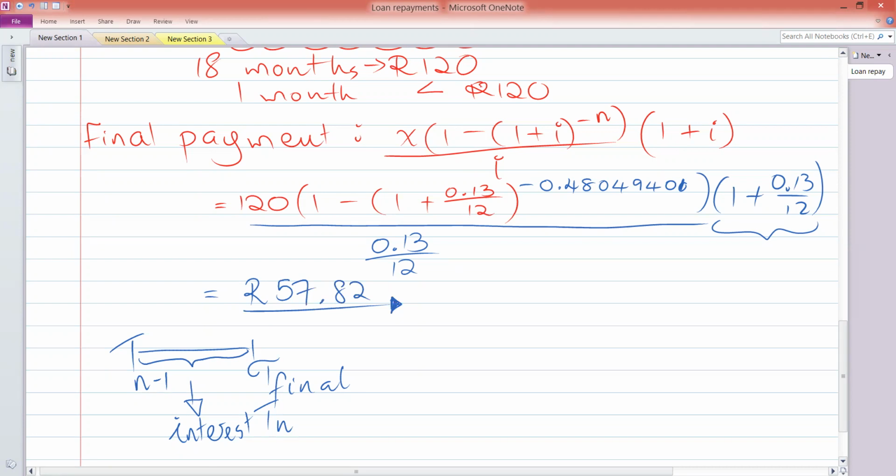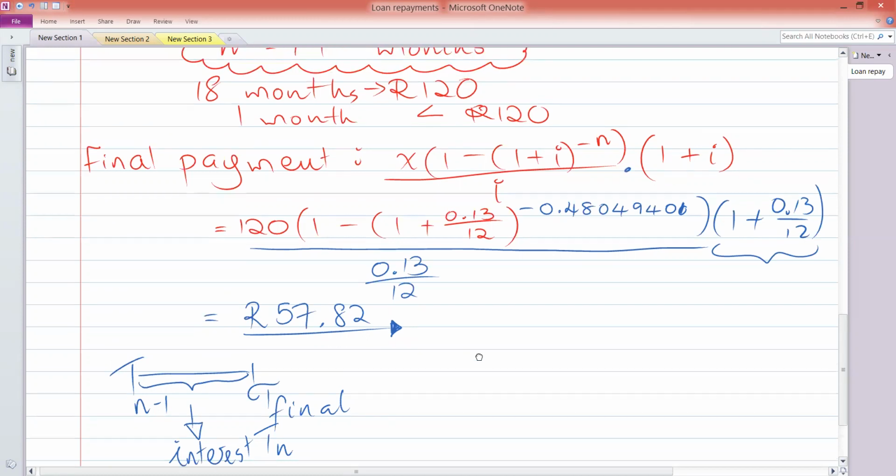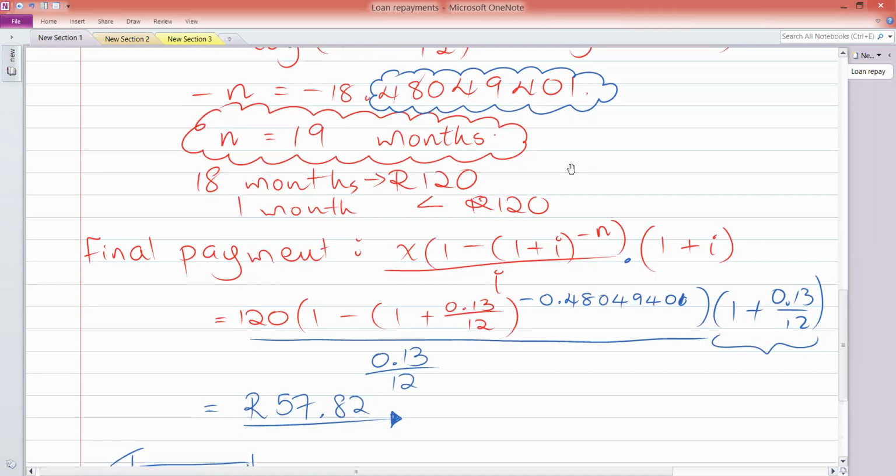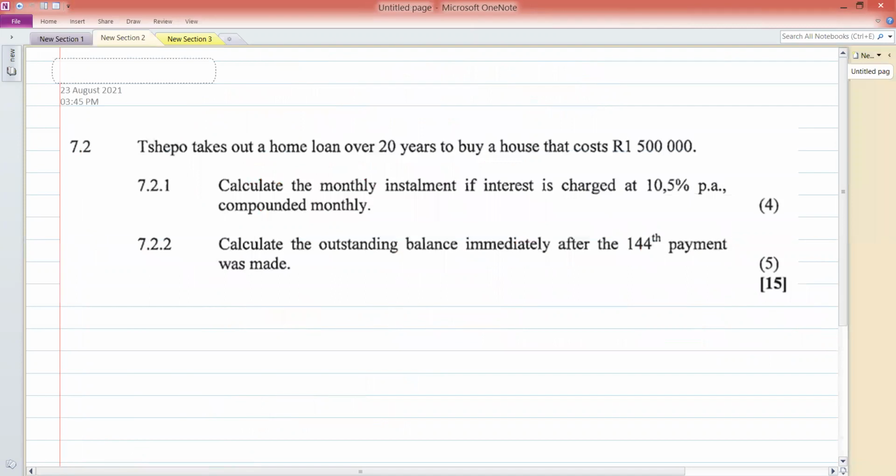I gave you the formula for the final payment. It must always include this last interest portion, right? And to work out months, even if this part here is less than 5, you still round up and you say 19 months because it's 18 months of full payments of 120, and 1 month that is less than 120. Okay, may I go on to the next question? Any questions regarding this so far? No. All right. Okay, now this one.